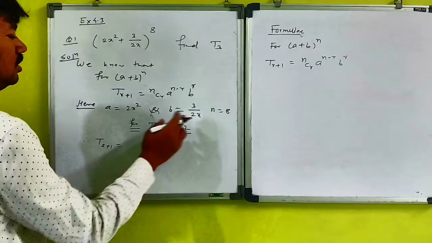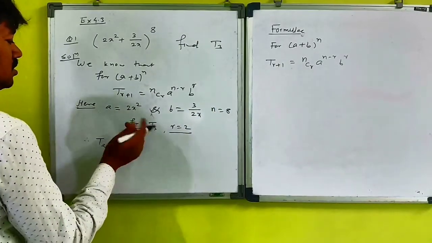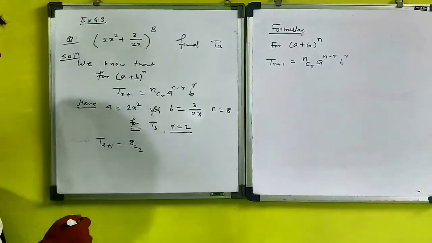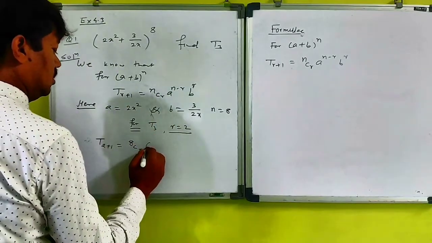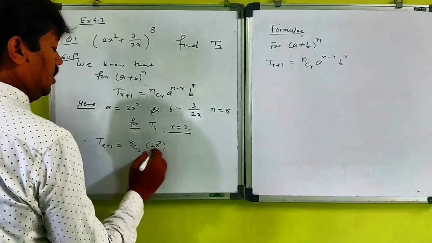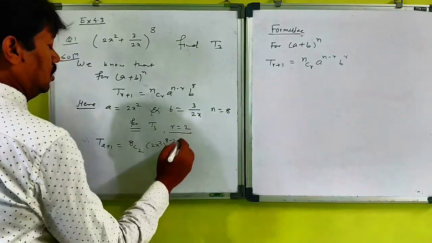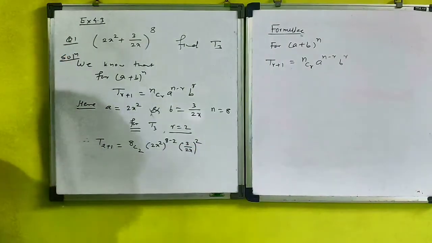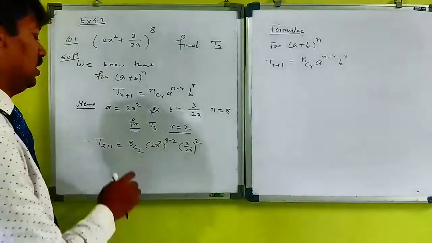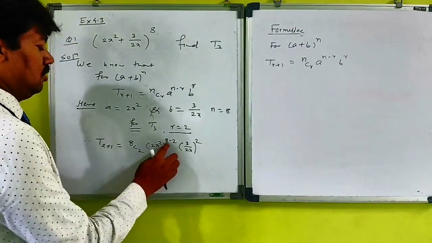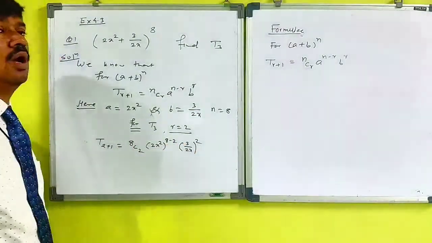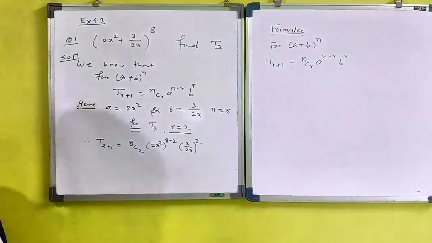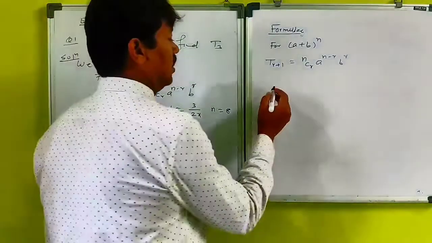Now just substitute the values here. 8C2, then a is 2x squared raised to 8 minus 2, b is 3 upon 2x raised to 2. Like this. So that is nCr a^(n−r) b^r. Now we have to just find out 8C2, which we know already, but we'll revise it again.